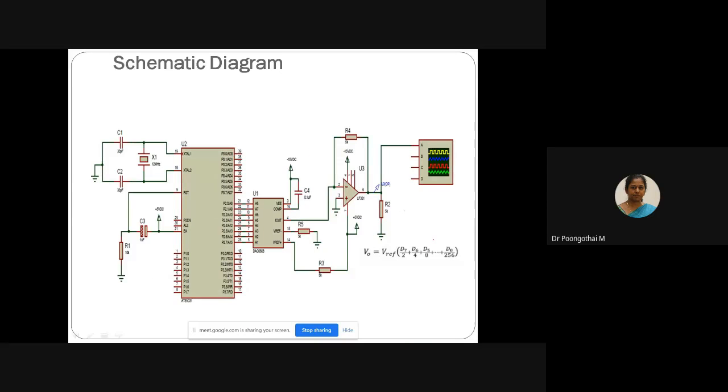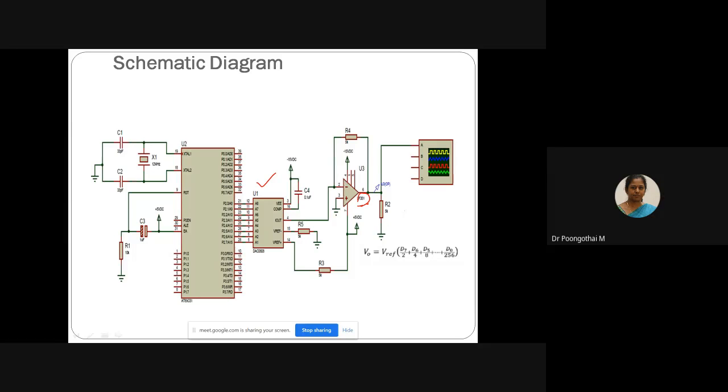So this is a schematic diagram of a DAC. This DAC design is included with 2 chips. One is DAC0808 and the other one is the LF351 operational amplifier. This LF351 is a JFET input operational amplifier. So we will see the circuit connections. Please note the circuit connections.